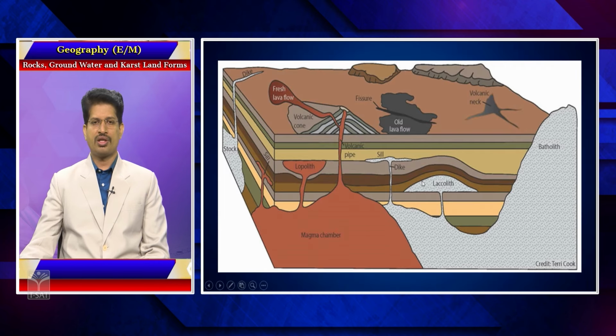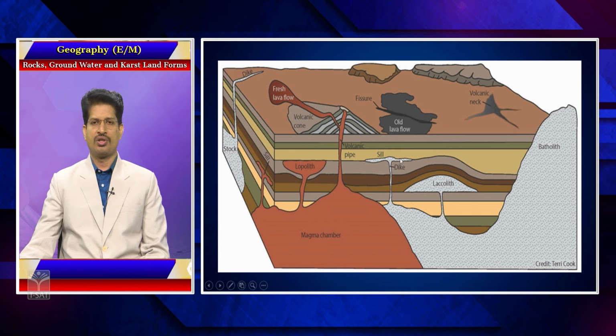So, here in this case, when it is dome shaped, it is called a laccolith. When it is saucer shaped, it is known as a lapolith. So, they may ask you to differentiate between a lapolith and a laccolith. These kinds of structures are intrusive rock bodies.